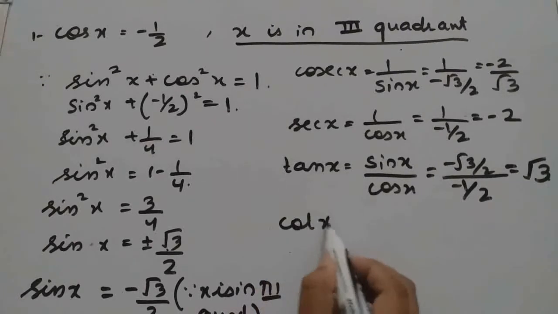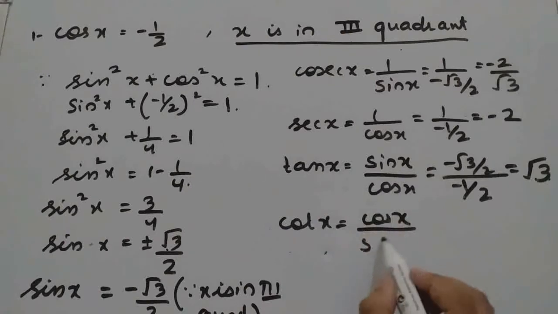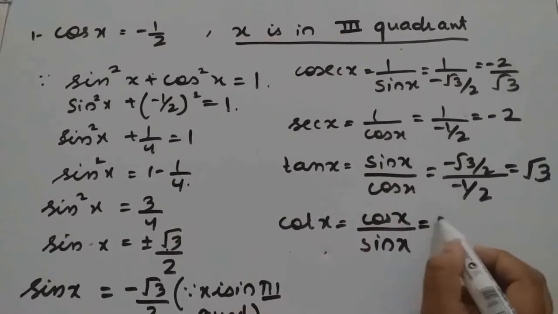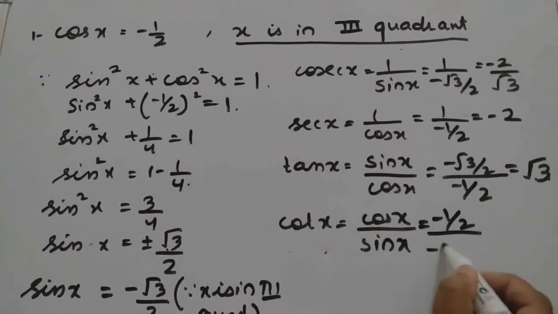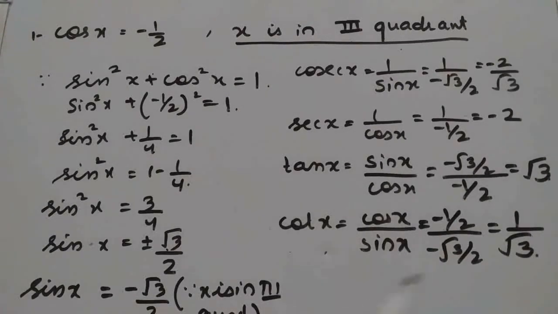Then cot x is cos x by sin x, or 1 by tan. Okay, both ways you can find. So this is minus 1 by 2 divided by minus root 3 by 2, so the answer is 1 by root 3.